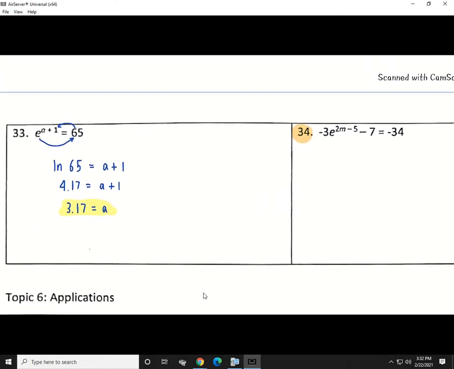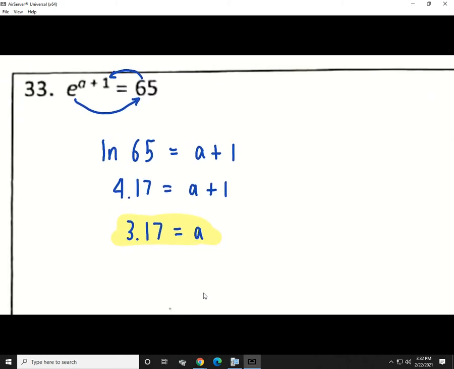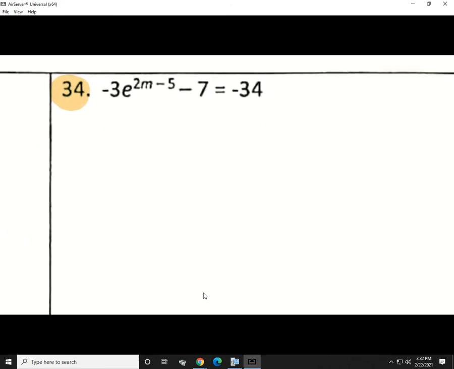Okay, number 33, I did not put one like it. So if you'd like to pause and look at that problem, I wrote it as a natural log because it had base e. But I did put one a lot like number 34, which is the same thing. Look, this is the base, e to the 2m minus 5. That is what we have to isolate. Very similar to the last problem. So first, I need to add 7. So negative 3 times e to the 2m minus 5 equals negative 34 plus 7.